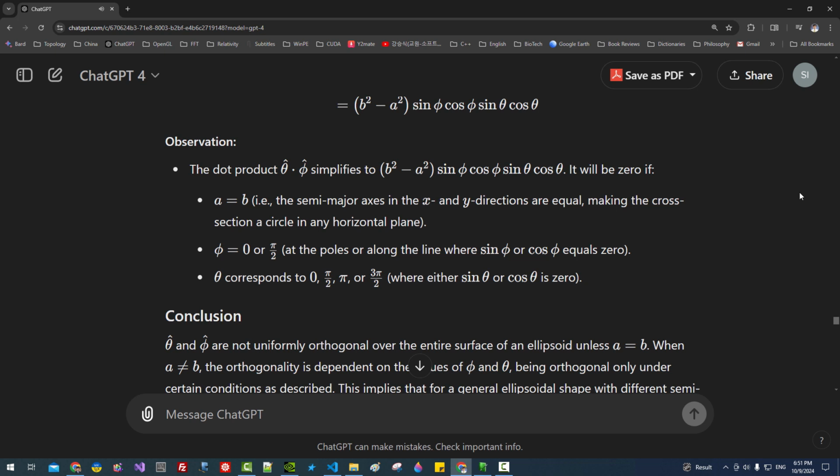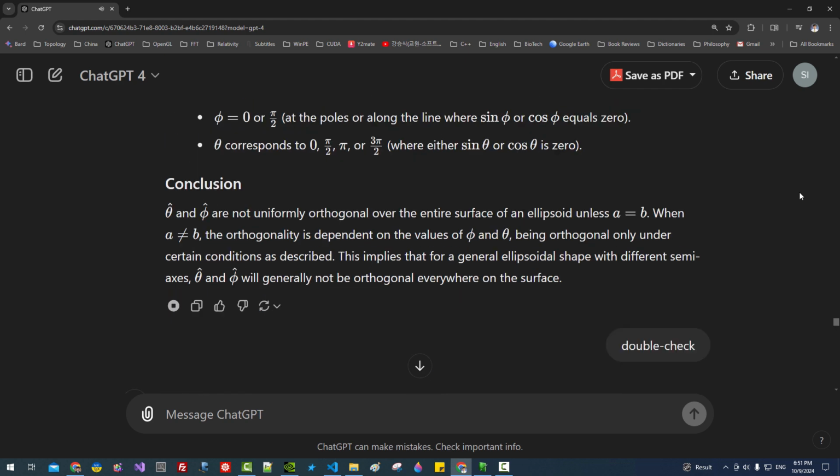Phi equals 0 or pi over 2, at the poles or along the line where sin phi or cos phi equals 0. Theta corresponds to 0, pi over 2, pi, or 3 pi over 2, where either sin theta or cos theta is 0. Conclusion: hat theta and hat phi are not uniformly orthogonal over the entire surface of an ellipsoid unless a equals b. When a equals b, the orthogonality is dependent on the values of phi and theta, being orthogonal only under certain conditions as described.